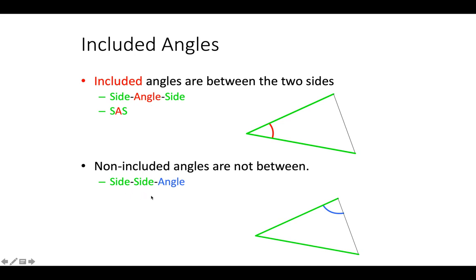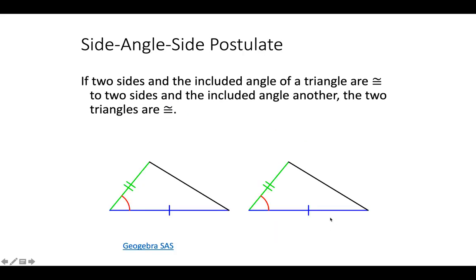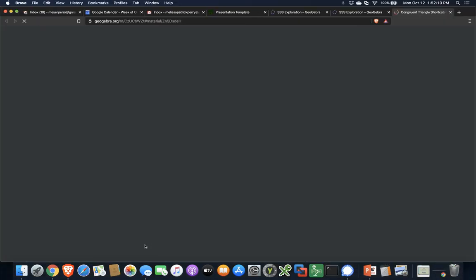And when it's written like this, side, side, angle, this angle is outside of the two sides, and that makes a big difference. Okay, so here, this angle is included between the two sides I'm talking about, and this one is not. So side, angle, side is also a postulate that proves that they are congruent. I've got these two green sides that are congruent and the blue sides that are congruent. And this red angle is in between the two sides, and that also proves congruence.